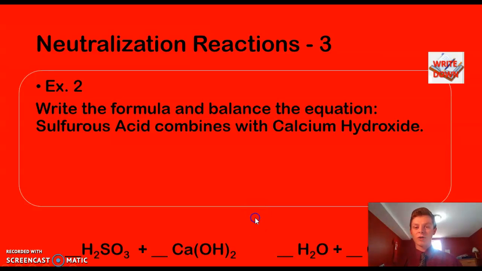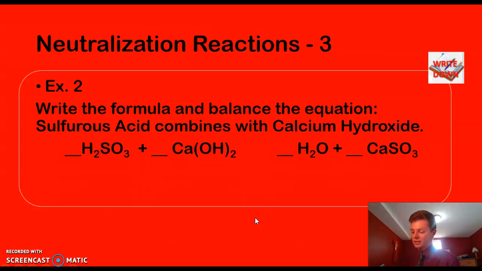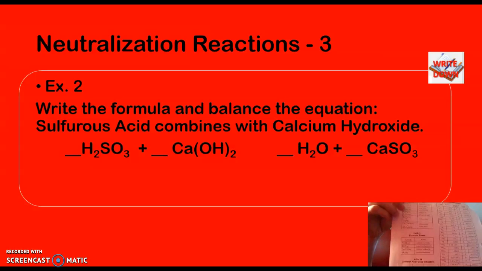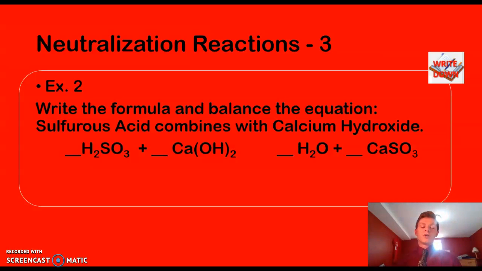And then you should know calcium hydroxide is right in the common bases chart that you can see here on the screen. So you'll end up with H2SO3 plus Ca(OH)2. Those two formulas are given to you on Table K and Table L. In the arrow, the reaction forms water and then your salt. We'll talk more about the salt.